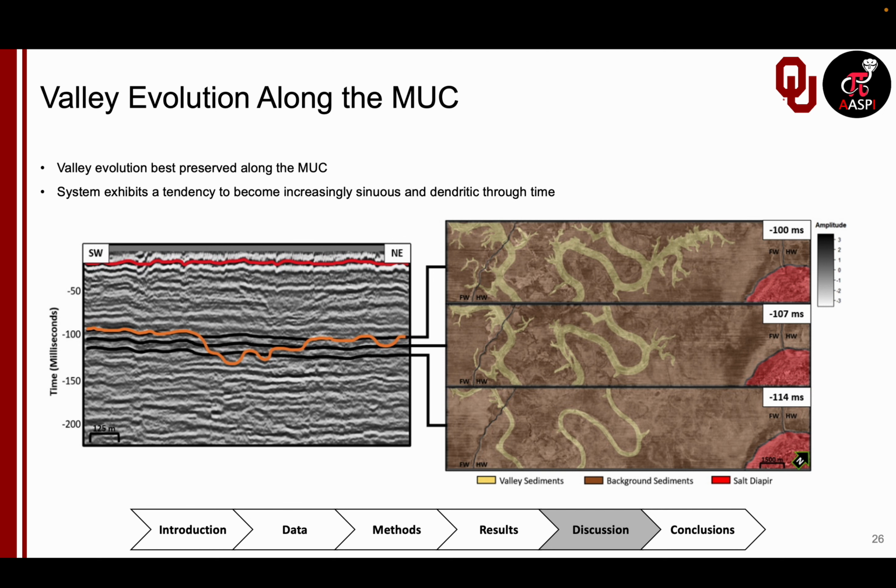And we can see here that when you slice down through the flattened data, so these are horizon slices, the system is showing us that it has a tendency to become increasingly sinuous and increasingly dendritic through time. So down here we're starting out with this very simple meandering system, and then through time it is developing these very complex tributaries and crevasse splays.